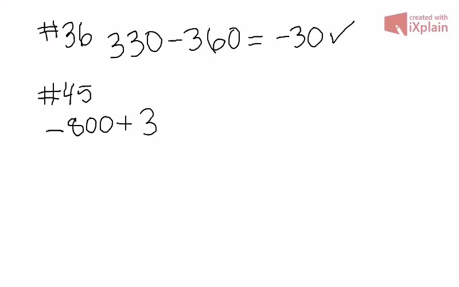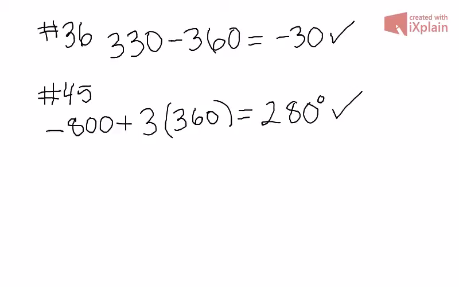Okay, number 45. We're basically trying to find an angle between 0 and 360. So we have to add 360 to negative 800 a couple times in order to get in that positive 0 to 360 range. So we actually have to add 360 3 times. So that's why I do 3 times 360, right? But that 280 is a positive coterminal angle to negative 800. Cool. So number 48 here, let's see.